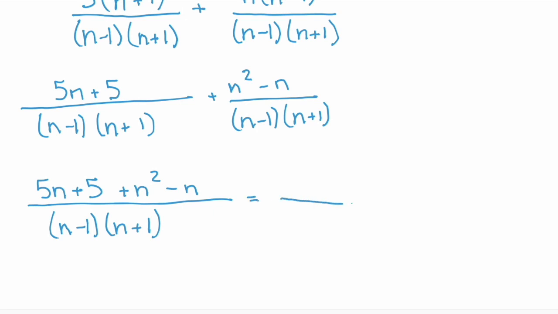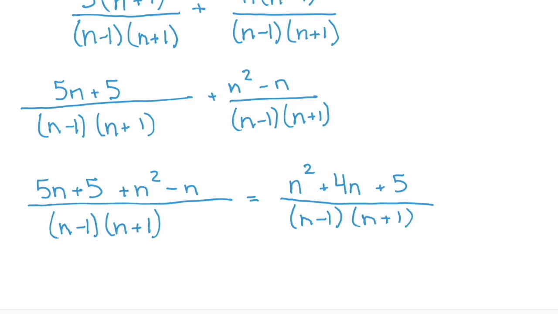Now we want to simplify that numerator, combining any like terms and putting it in the appropriate order, so with descending exponents. So we'll start with the n squared. This is our only n squared. And then we want to look at all the terms that have just an n, so 5n minus n. That becomes a positive 4n. And then our constant is just a positive 5. And our denominator is n minus 1 times n plus 1.